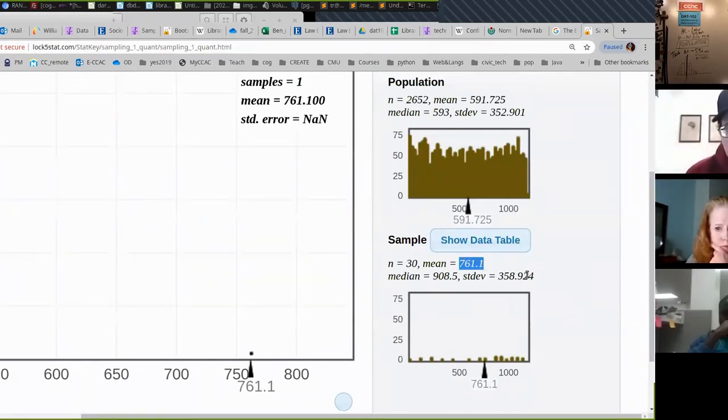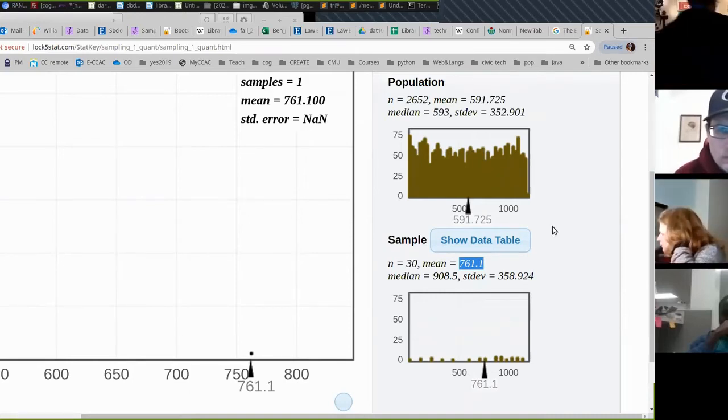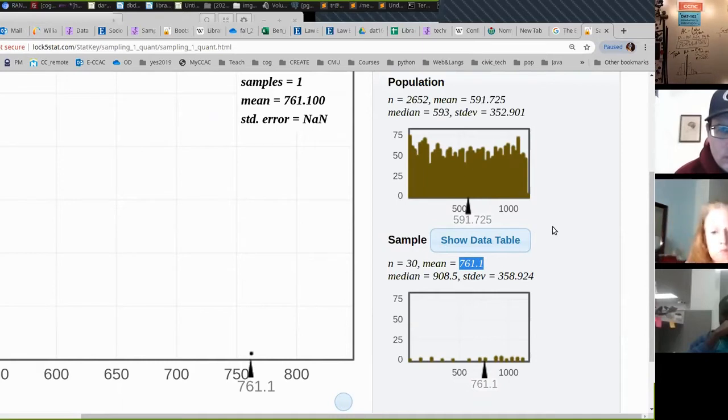761. So did I hit the actual population value? No. I was 761. So I need someone with the calculator ready because I want us to grab some differences. So how far off from the true population mean was I from 761? So what's 761 minus 592? 170? Yep, so guess. That's a guess. Don't put that down. 169. Good. Is that Penny? Yeah. Thanks, Penny. Okay, so let's do it again.